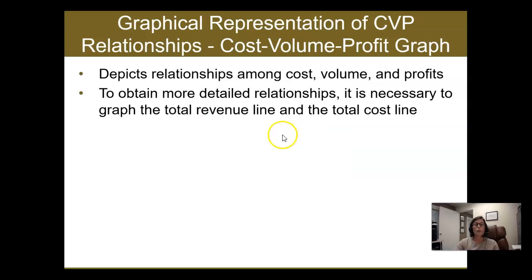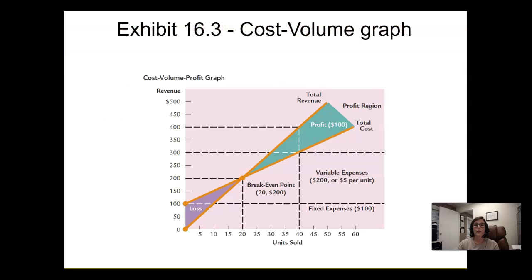Now, in order to really get the relationship between the costs and the profits, we would want to graph both of these lines separately. And so here we do that. And so we've got the total cost line and the total revenue line. The point at which those two intersect is our break-even point. Below the point at which they intersect, that's where we're losing money. Above the point that they intersect, that's when we start to make money.